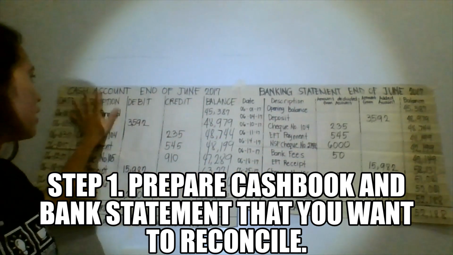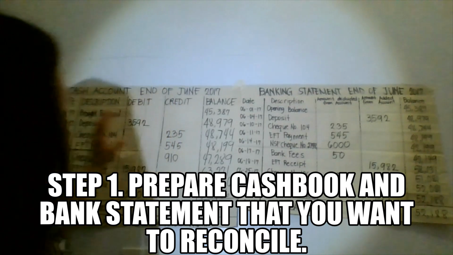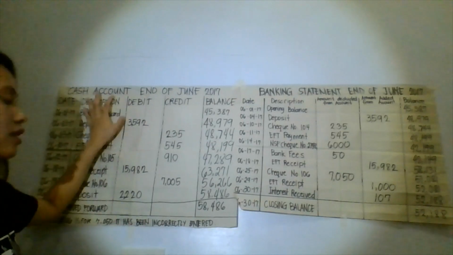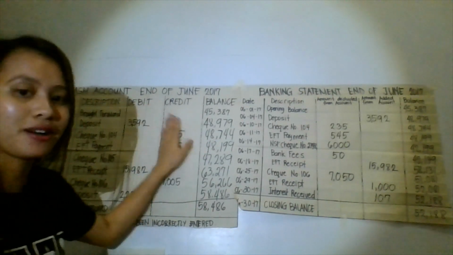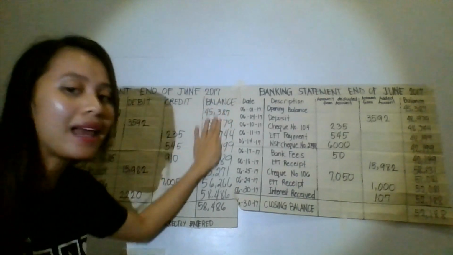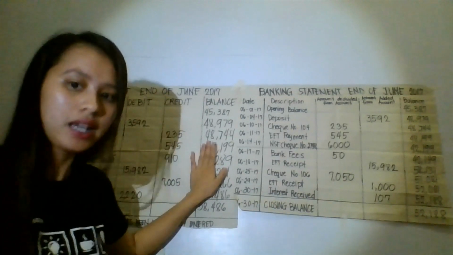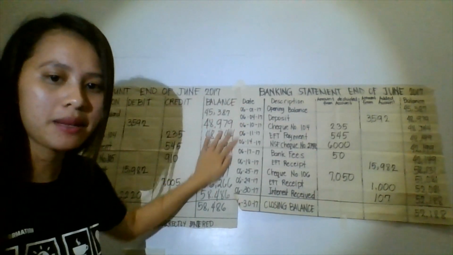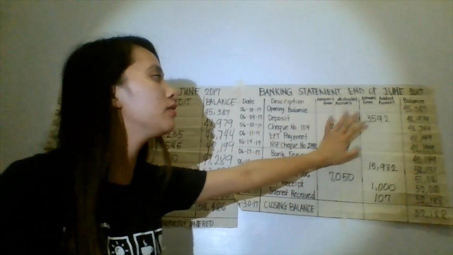So for the cash book, the features are the date of all the transactions and the description of each transaction, the debit and the credit, and of course the balance. It's very important that for whatever transaction, there will always be the balance at the end of it. And the bank statement as of end of June.